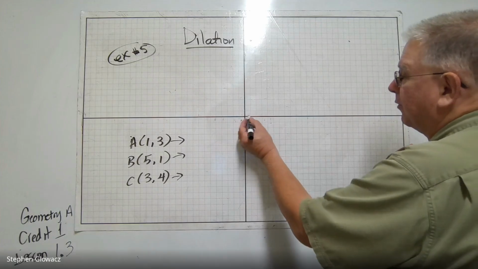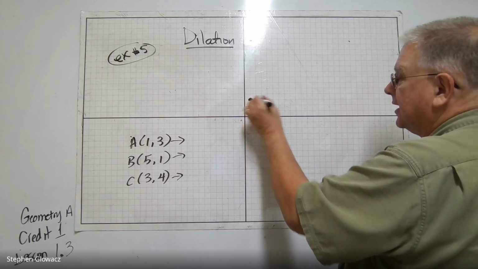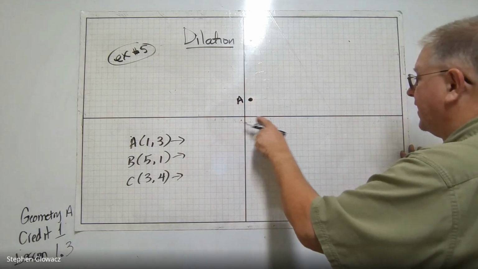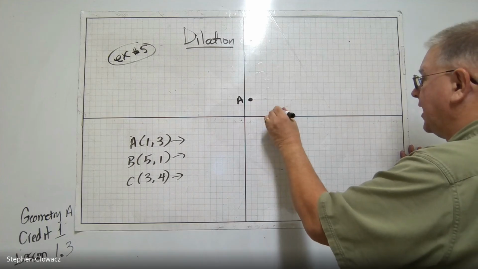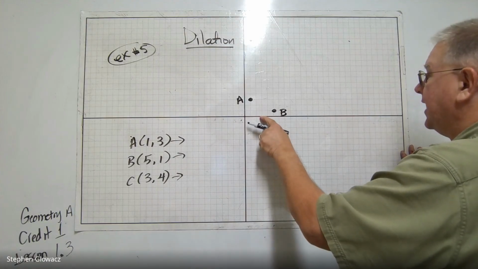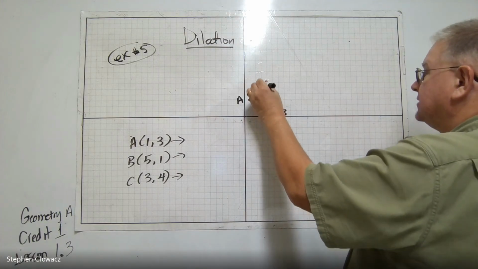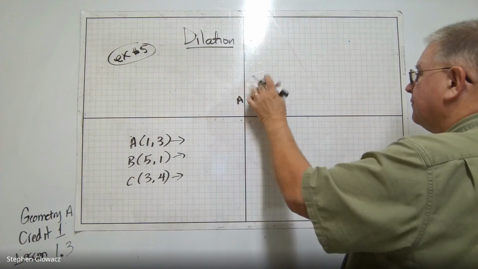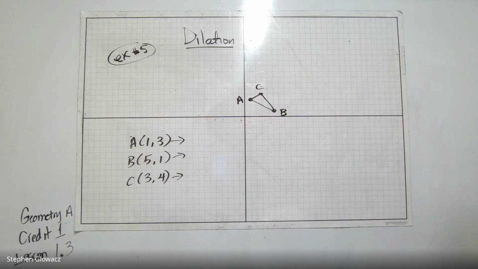So 1 and 3 would be 1 to the right and 3 up. And so that's A. B is 5 and 1, so 5 spaces to the right and then 1 up. That's B. And then C is 3 and 4, 3 to the right and then 4 up. And so that's our small triangle here that we're going to plot. All right, so there we go.